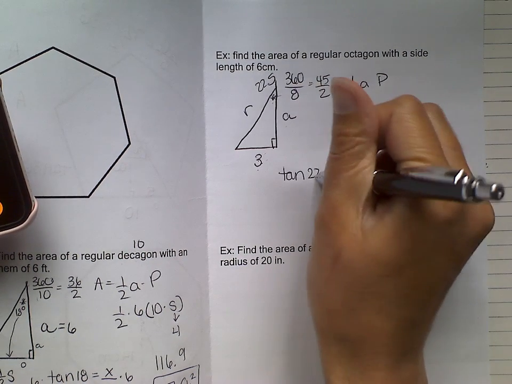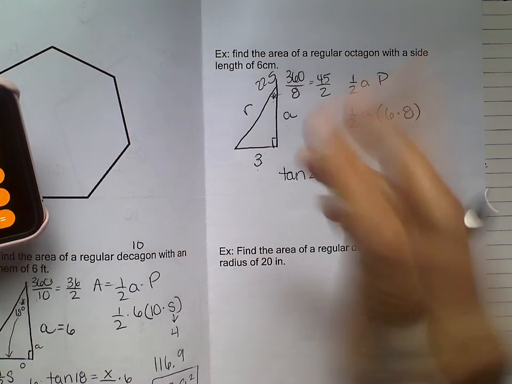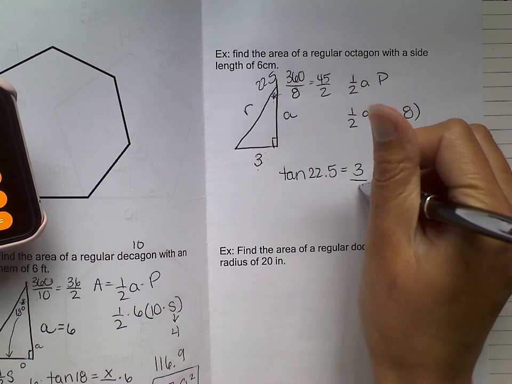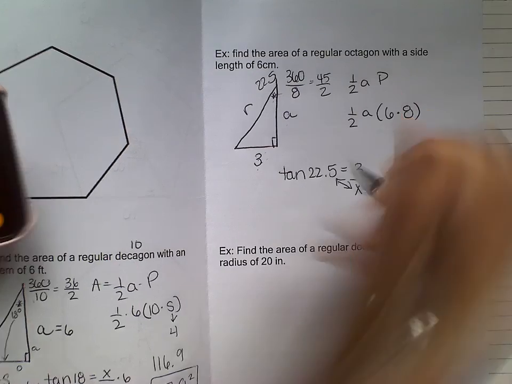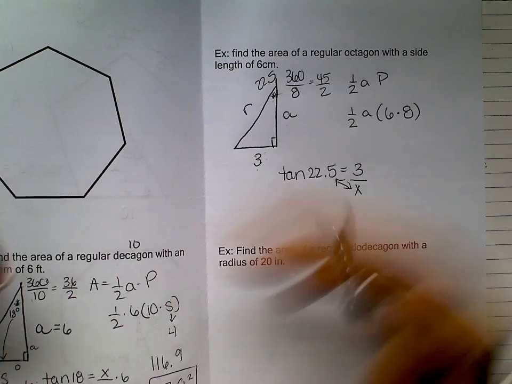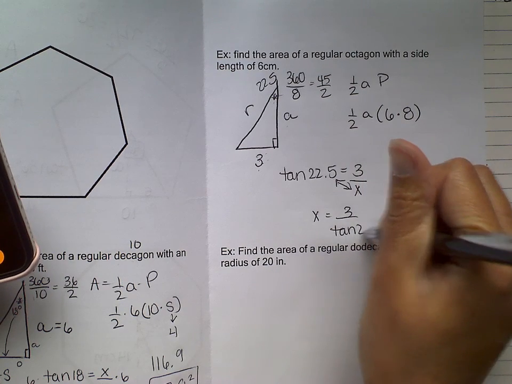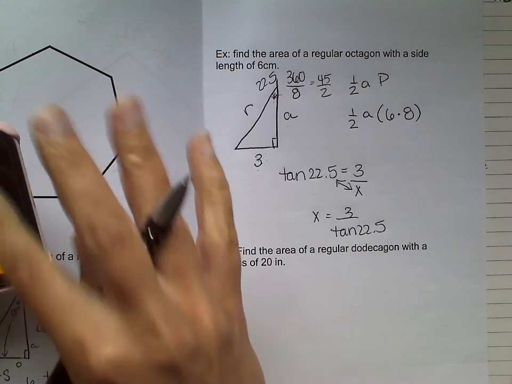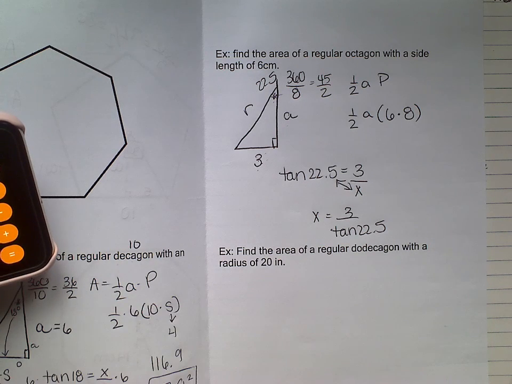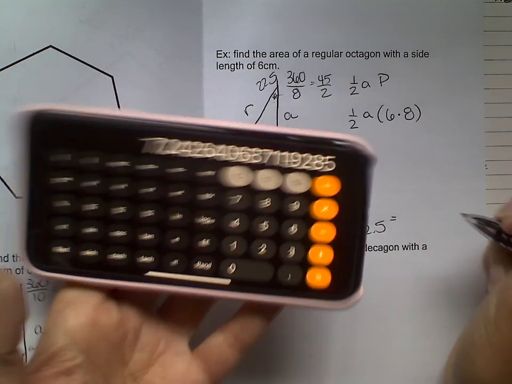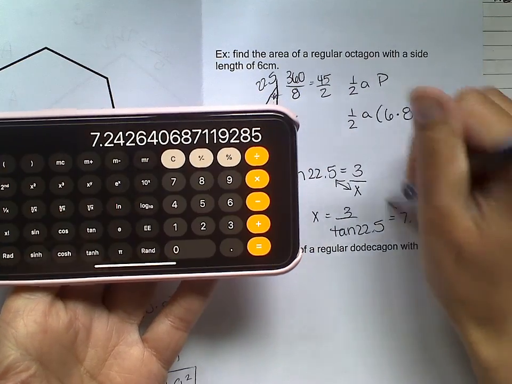So tangent of 22.5 equals opposite, which is 3, over the adjacent, which is my apothem. And when x is under like that, we just do a little swapperoo. We did that before, right? Yes, we did. So x comes up, tangent goes under, and now I have to use my calculator to figure this out. So we'll do 3 divided by 22.5 tangent equals. So that is this 7.2 yucky number, which is going to go in for my apothem.